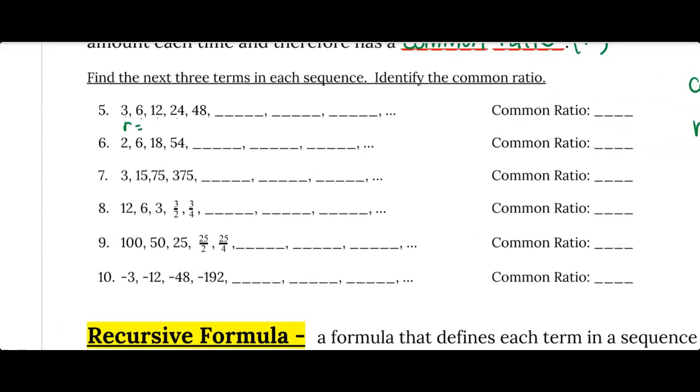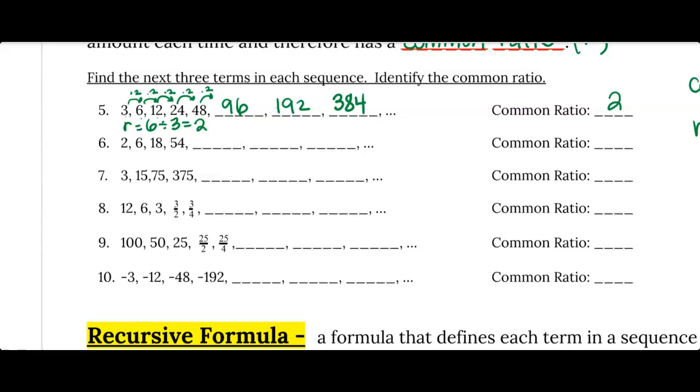So here R will be equal to 6 divided by 3, which is 2. So our common ratio is 2. Then you're just going to multiply everything by 2 to get to the next term. So 3 times 2, 6 times 2, 12 times 2, 24 times 2, and then 48 times 2 is 96. And then 96 times 2 is 192. And 192 times 2 is 384. So these numbers get bigger much quicker than our arithmetic sequences.